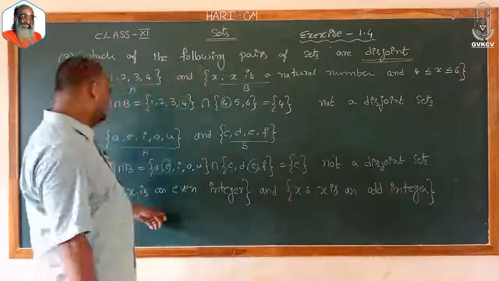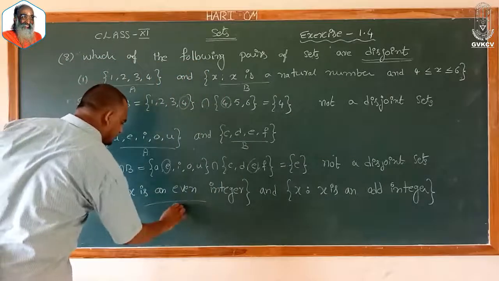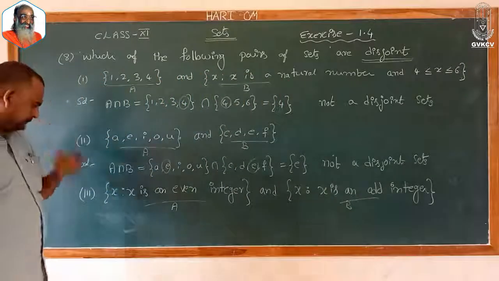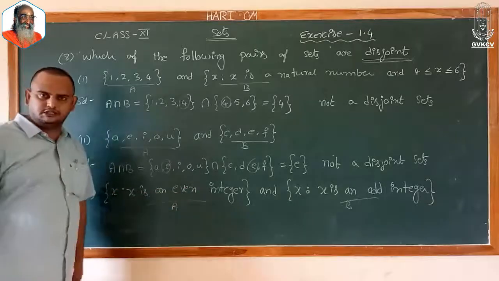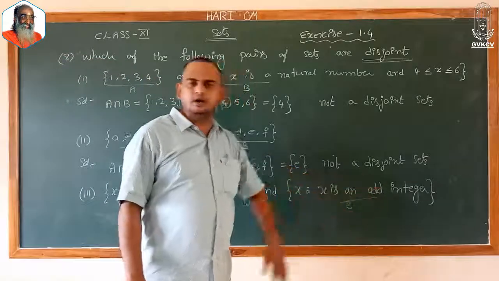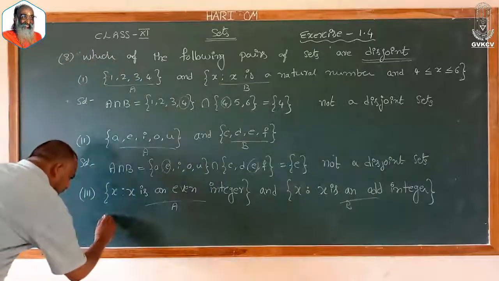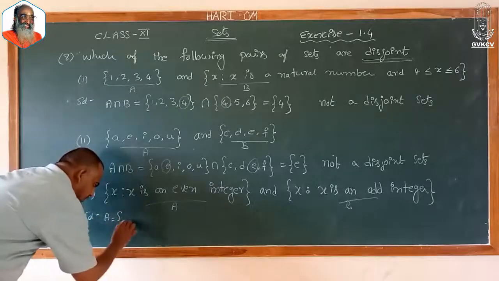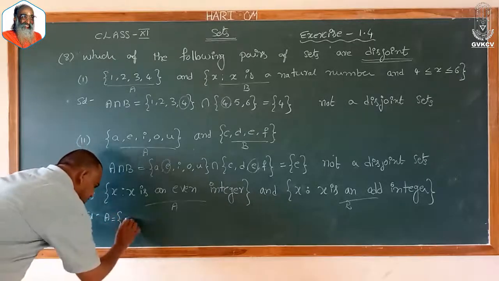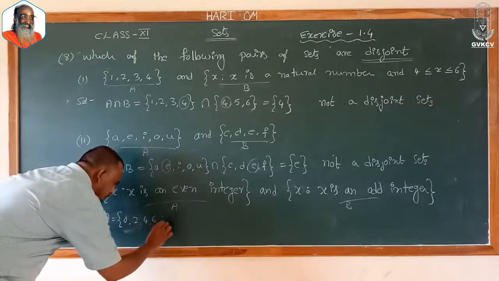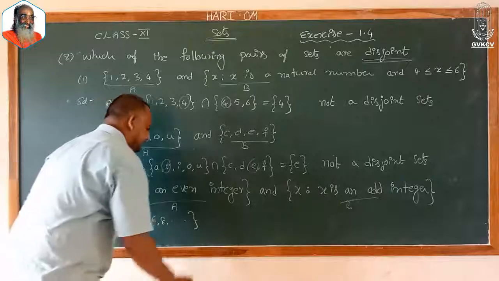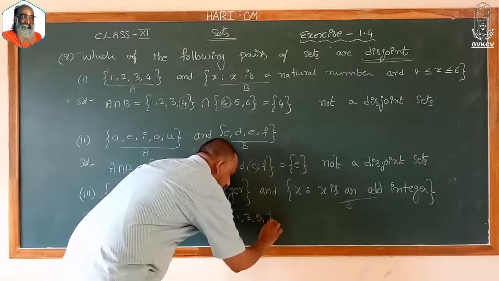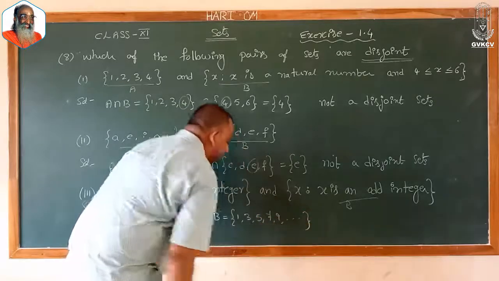Now coming to problem number 3. Let us consider this is set A, and this is also set B. What is given? Set A: x such that x is an even integer. Set B: x such that x is an odd integer. For example, set A is nothing but even integers, let us consider 0, 2, 4, 6, 8 and so on. And here we have odd integers 1, 3, 5, 7, 9 and so on.